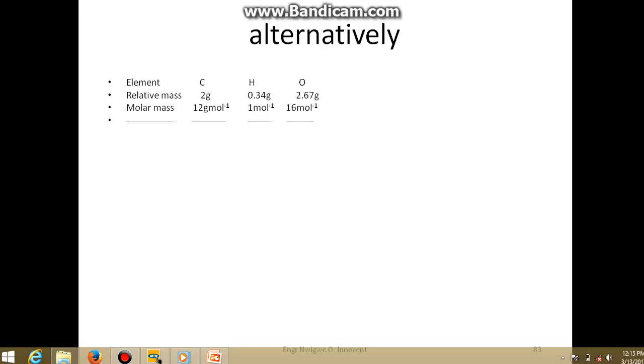2 gram of carbon divided by 12 gram per mole of carbon. Then for hydrogen, we have 0.34 gram divided by 1 gram per mole of hydrogen.